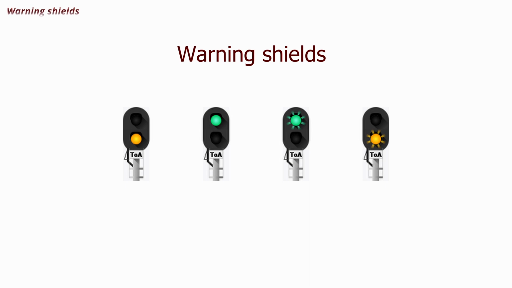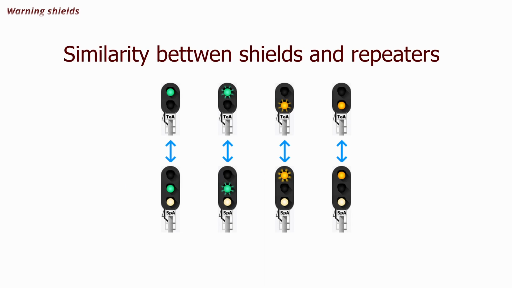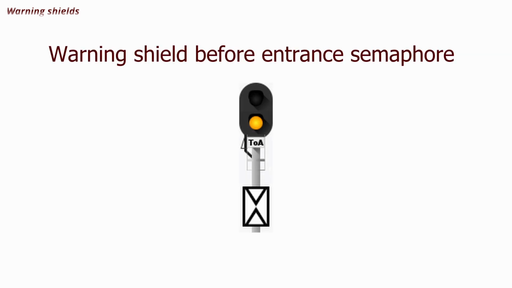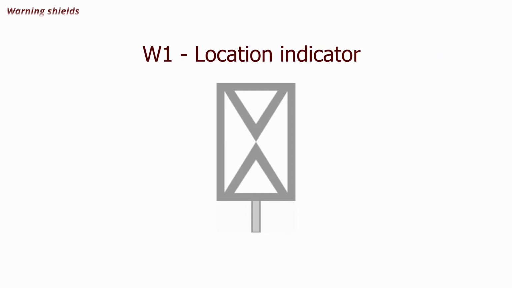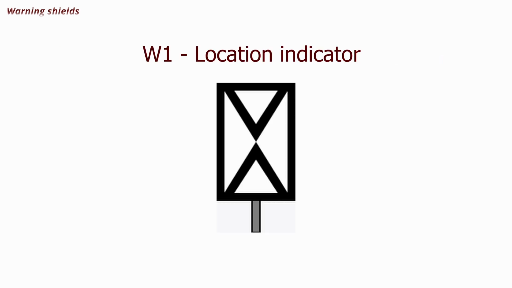Warning shields are, in short, small traffic lights. For our purposes, let's say they can display exactly the same signals as repeaters, just without the white light, announcing a speed limit at the next semaphore. The warning shield is used, among others, to inform about the entrance semaphore to the station. Then the W1 sign is located under the signal.